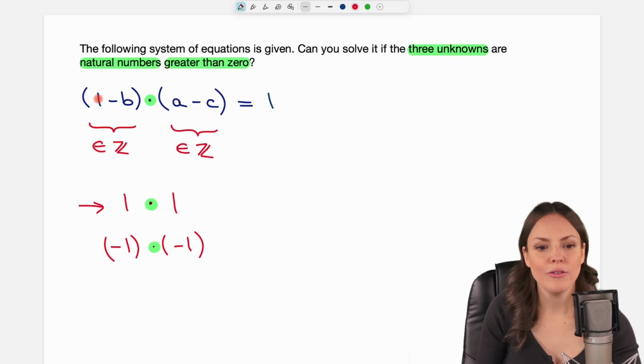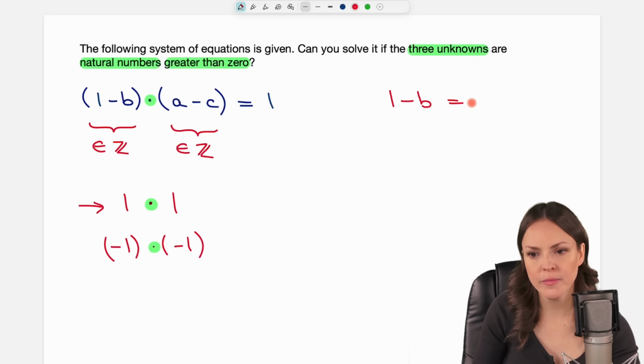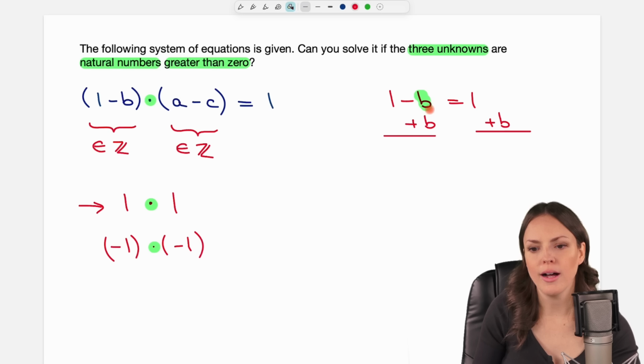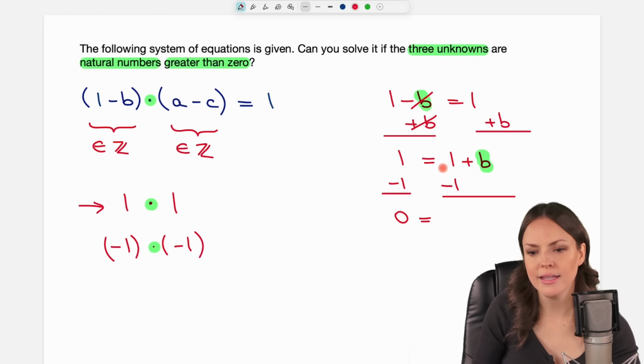Let's see. If 1 minus b would be 1, what does this mean for my b? Let's solve for b. Maybe let's add b on both sides of the equation so that it's going to be positive here. We have 1 left. This cancels out, and on the other side, we have 1 plus b. If we want to solve for b, let's get rid of the 1 here. So we subtract 1 on both sides. 1 minus 1 gives us 0. On the other side, this cancels out, and we only have b left.